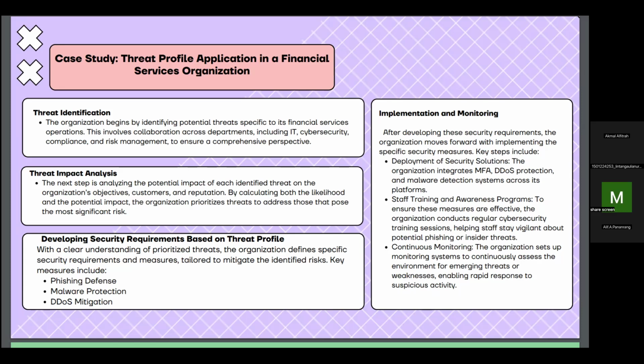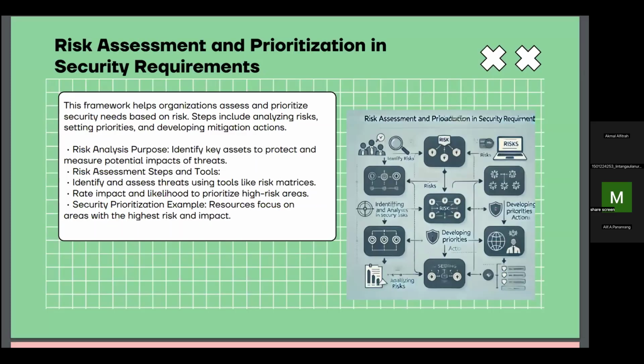To ensure these measures are effective, the organization conducts regular cybersecurity training sessions, helping staff stay vigilant about potential phishing and or insider threats. And the third is continuous monitoring. The organization sets up monitoring systems to continuously assess the environment for emerging threats or weaknesses, enabling rapid response to suspicious activity. And the next slide is going to be explained by Alif Panarang.